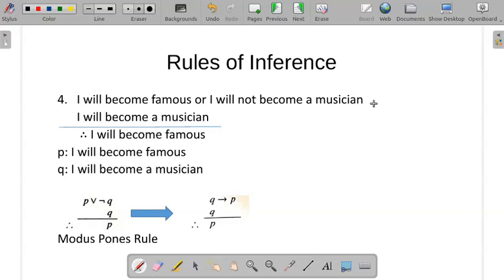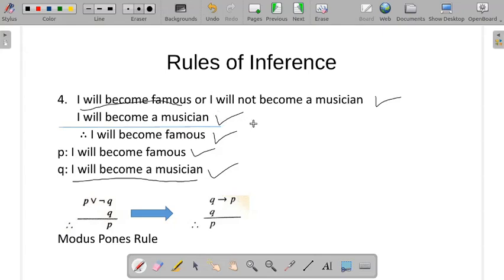Next problem: I will become famous or I will not become a musician. I will become a musician. The conclusion is I will become famous. I will become famous will be the first one, P. I will not become a musician and I will become a musician are negations of each other. I will become a musician is Q, and the negation will be I will not become a musician. So we have P, Q and negation Q as propositions.